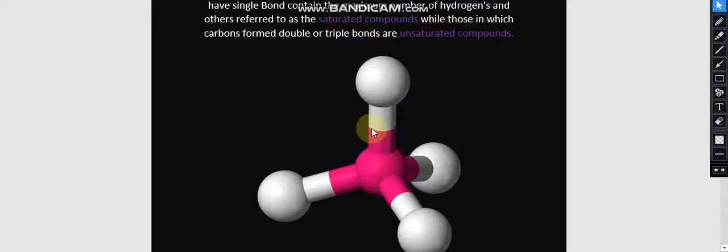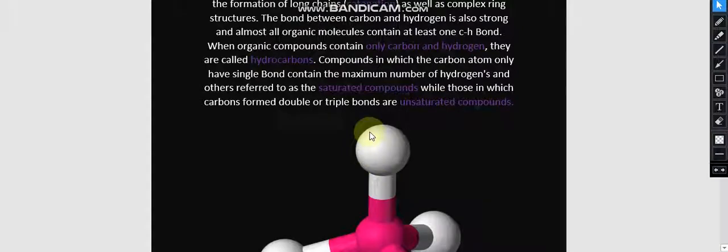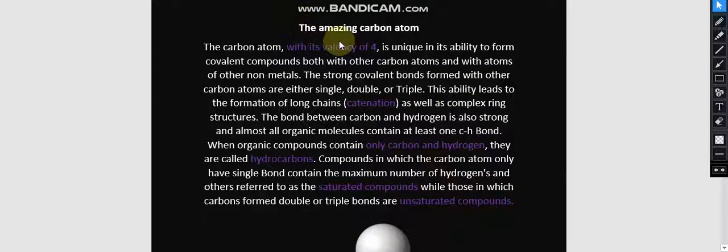Guys, I'm going to stop this video right here, but I'll make another video quickly to finish what we are looking at. We're still looking at the amazing carbon atom. I'll see you guys in the next video.